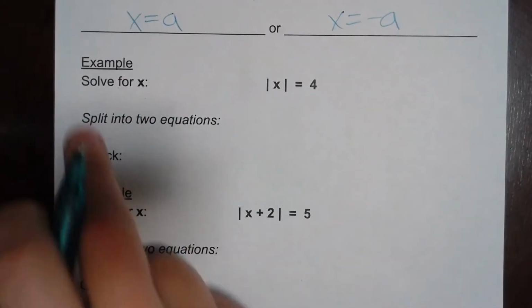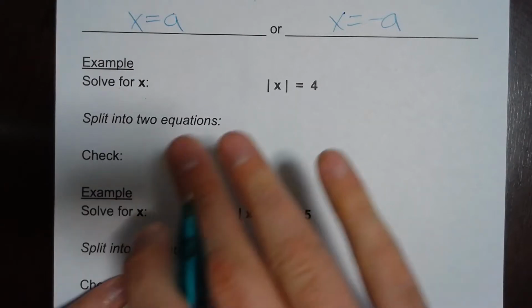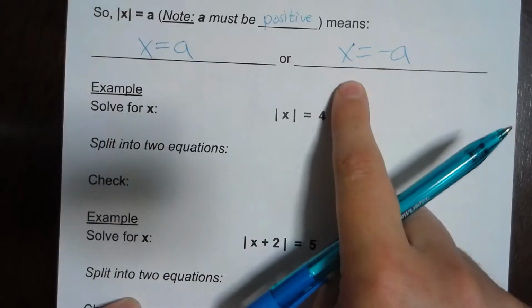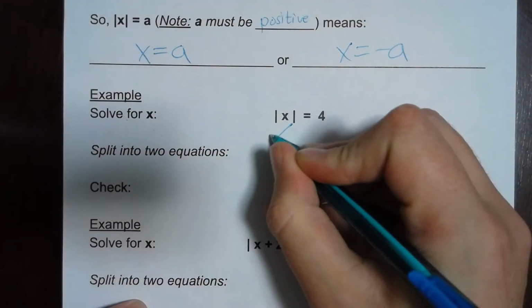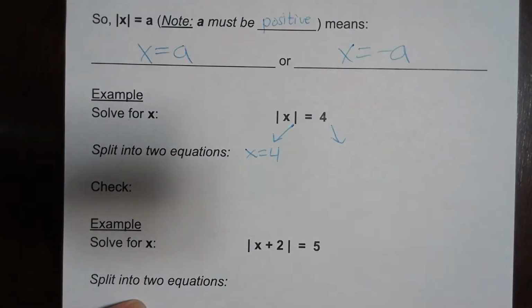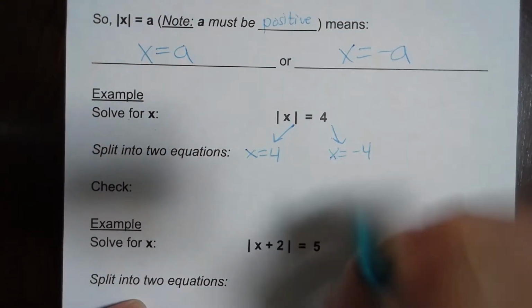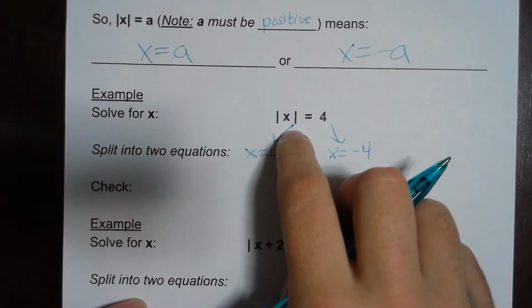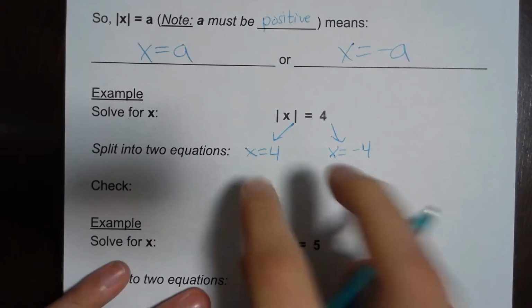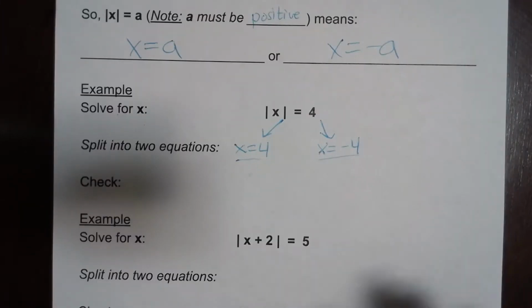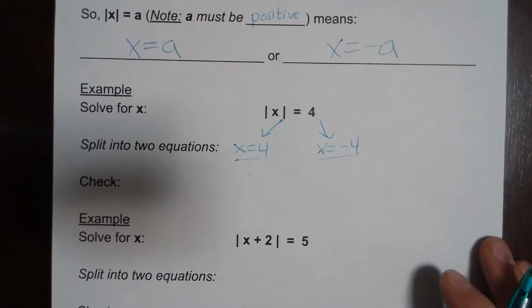So for example, if we are told to solve for x with this, we're not going to do that graphing again. What we're going to do is split it into two sides, because this means two different things. We're going to split into two equations, one where x is 4 and one where x is negative 4. Every time we have this absolute value, we're just going to split it into those two. No more solving has to be done. It's already split up into its two parts, and it's as simple as that.